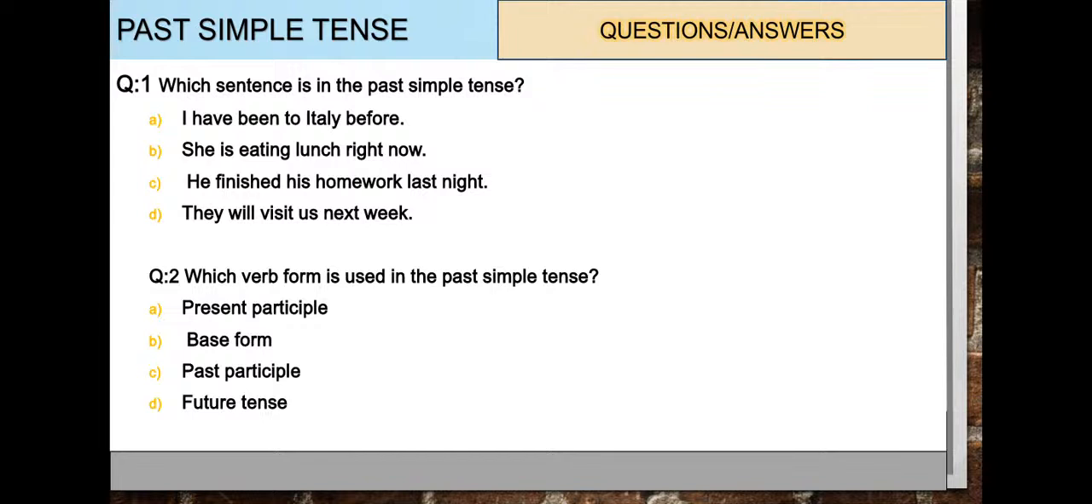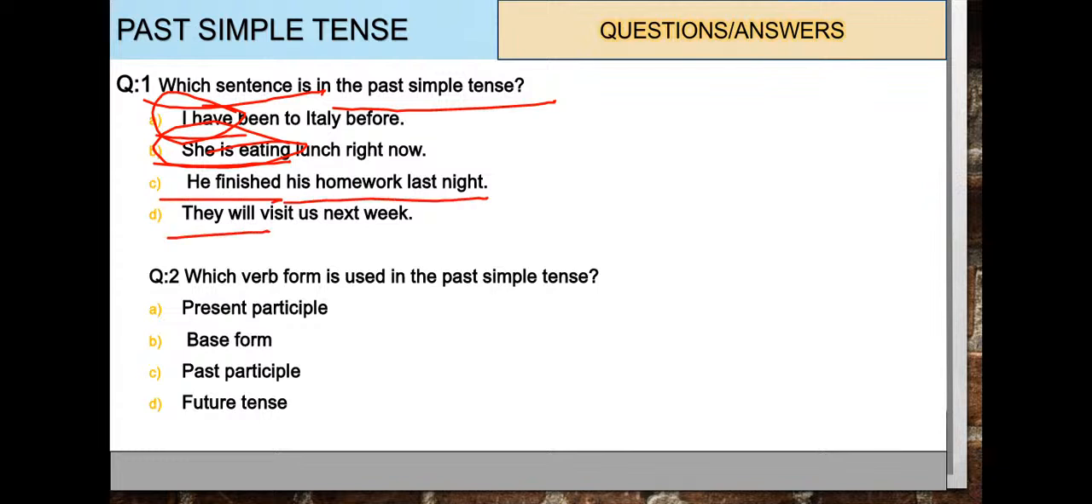Okay. Question number one: which sentence is in the past simple? I have... this is not. She's eating. No. He finished his homework last night.